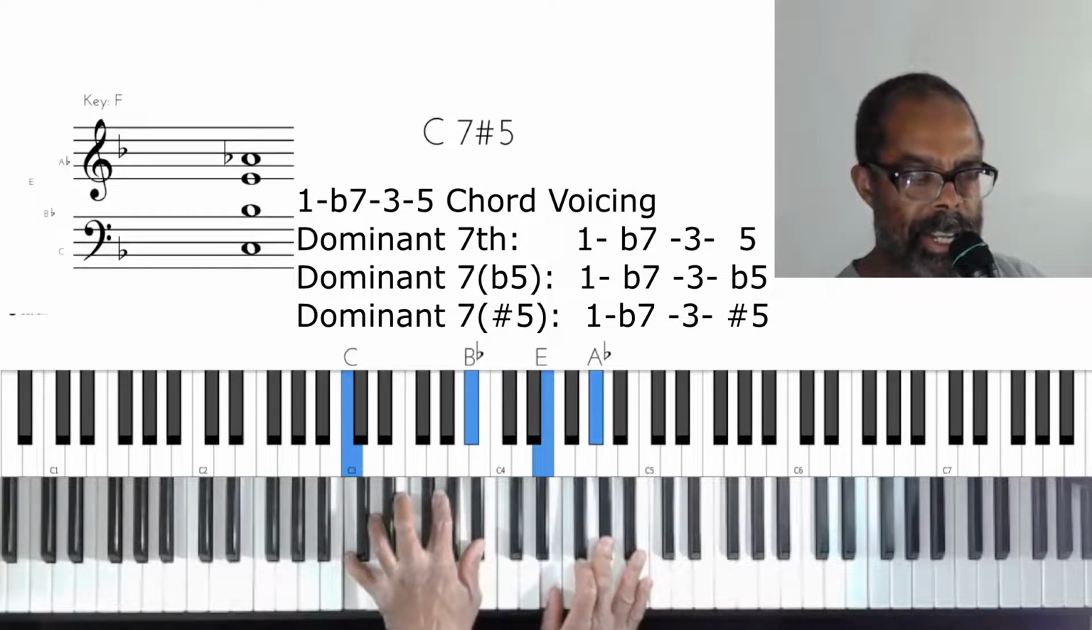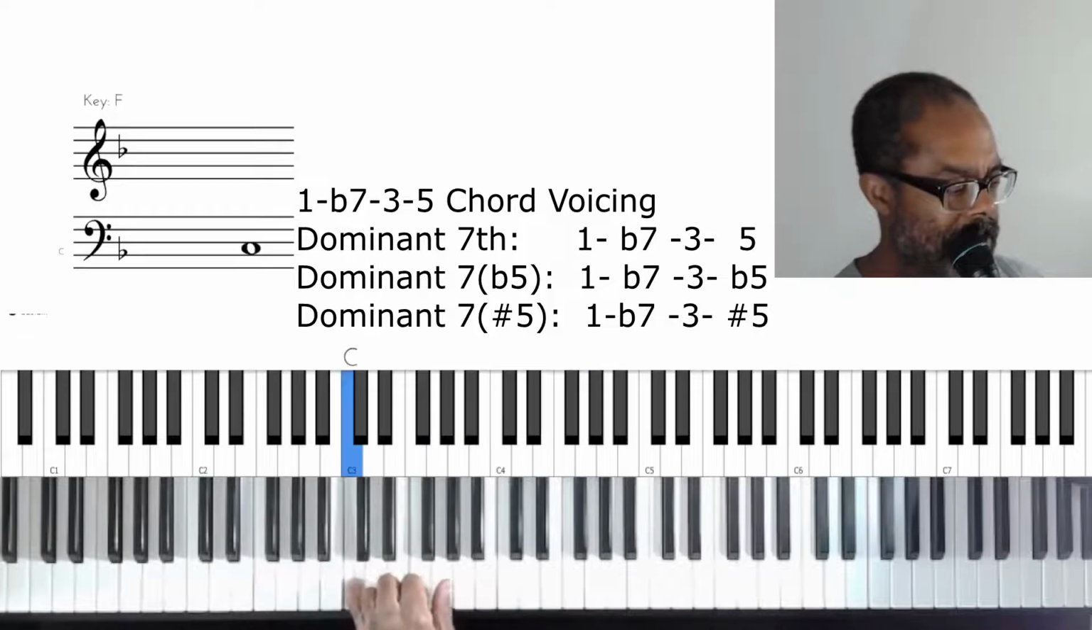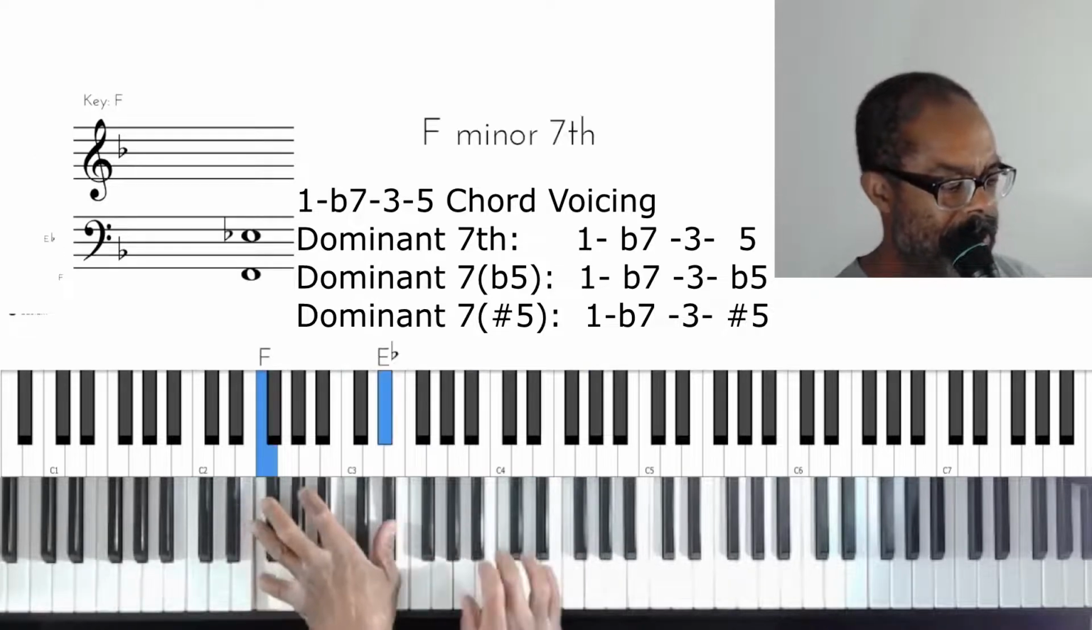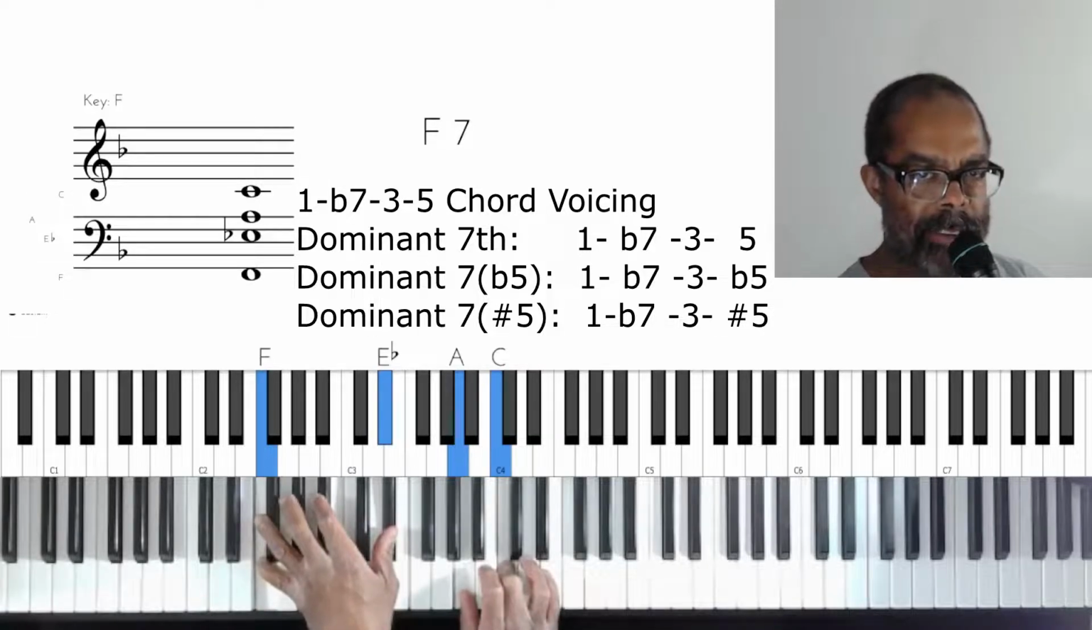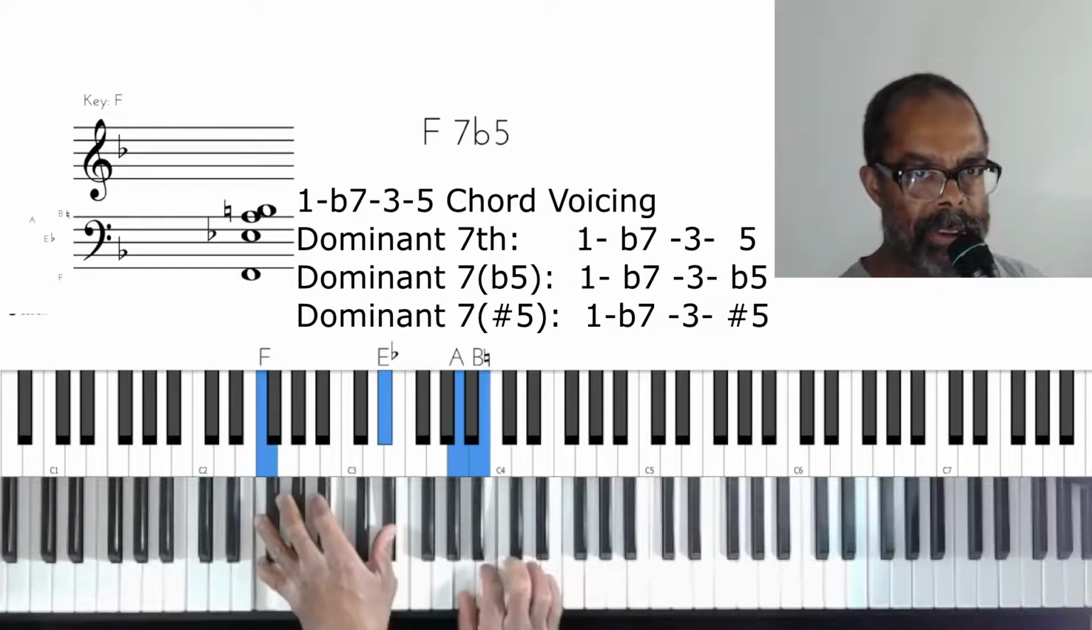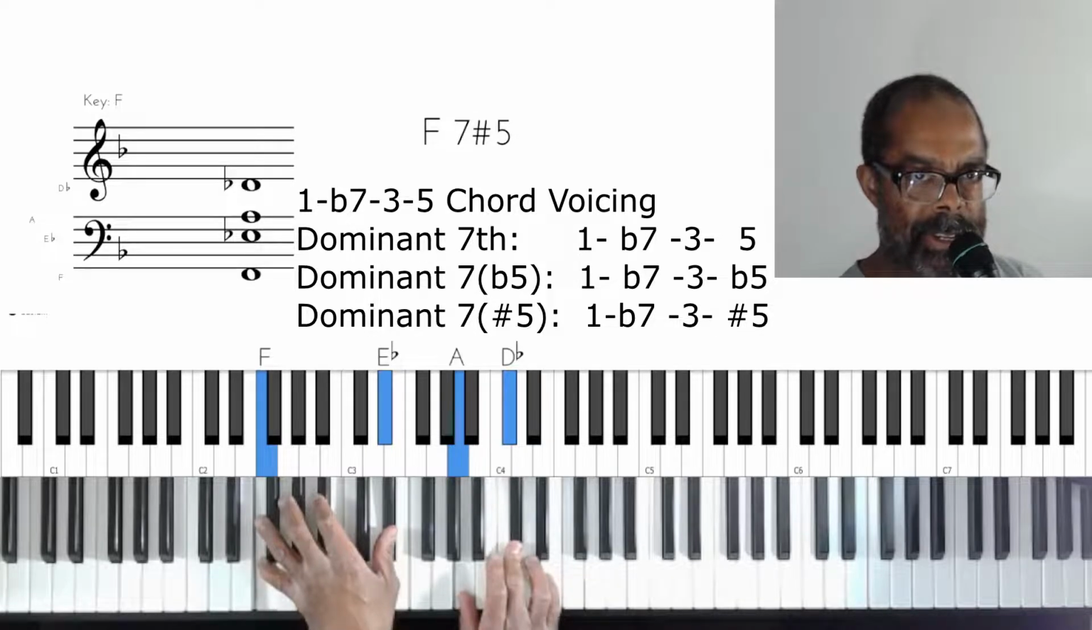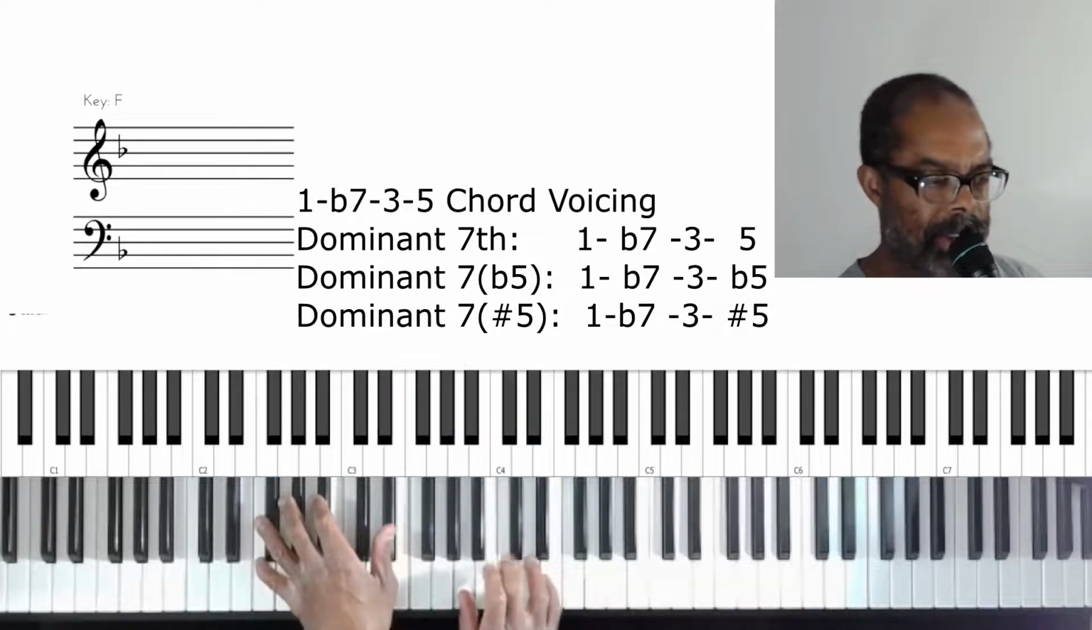All right, go to the key of F. What I'll do for F is I will go down here. So F7 is right there. So we got the flat 7. Okay, how about F7 flat 5? How about F7 sharp 5? Okay, so again, all 3.